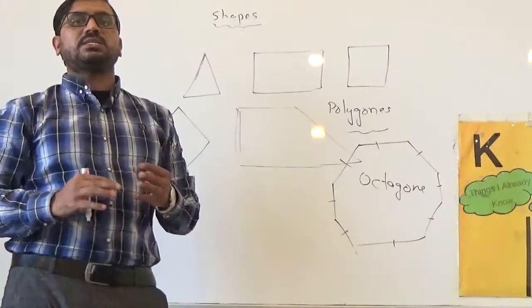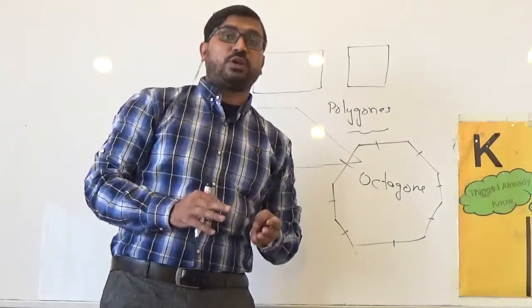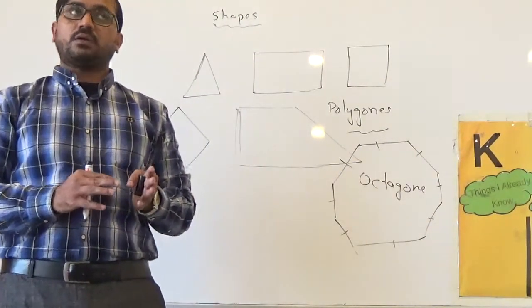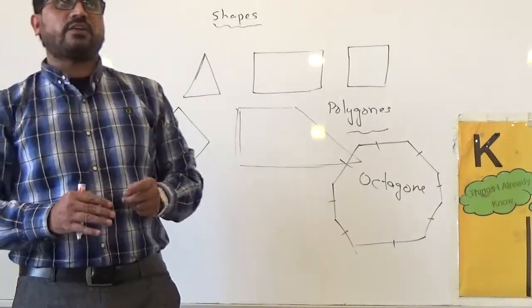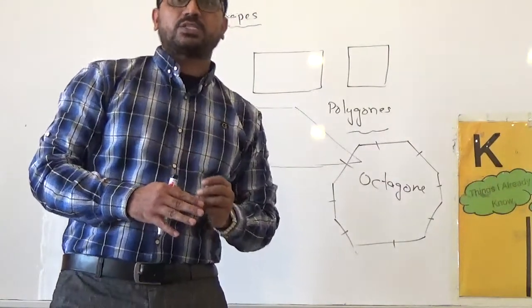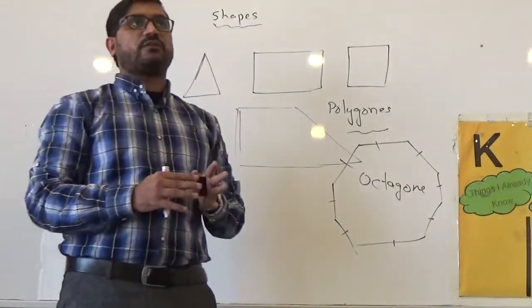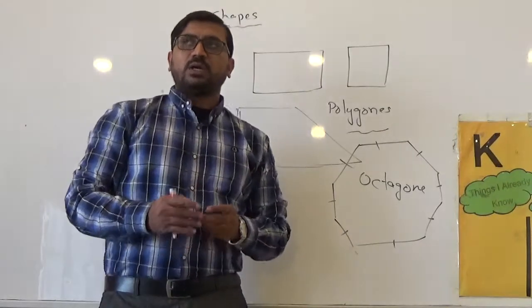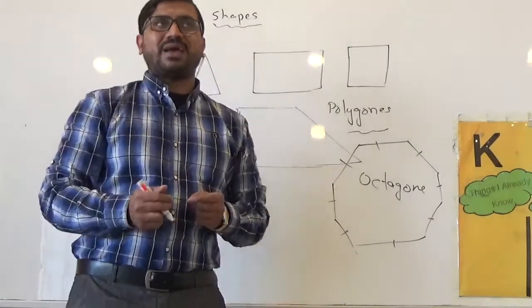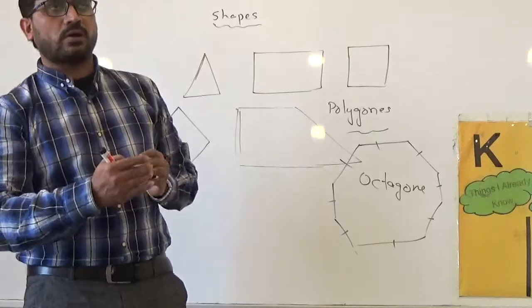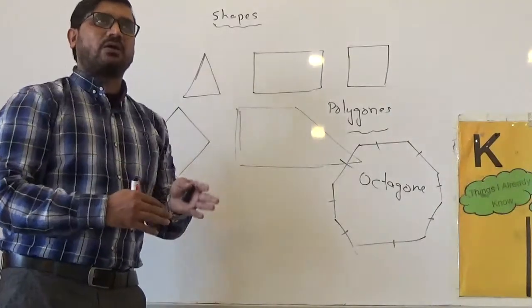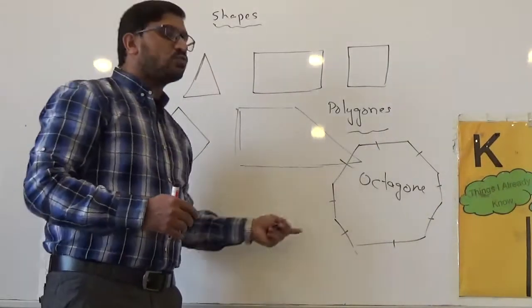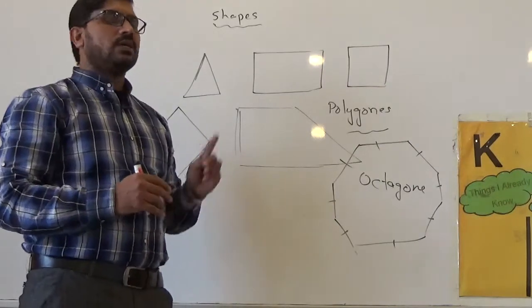Similarly, if you're given a 6-sided shape, that is called a hexagon, or if you're given a 5-sided shape, that is called a pentagon. If you're given a 7-sided polygon, that will be a heptagon. Similarly, octagon, nonagon, decagon. So these are the names for these polygons.